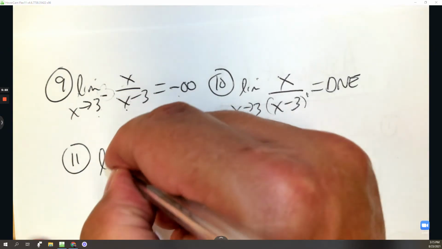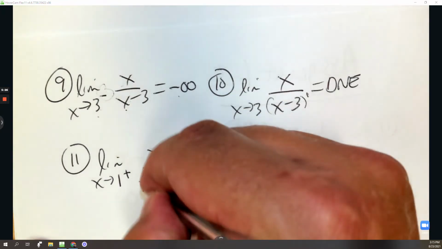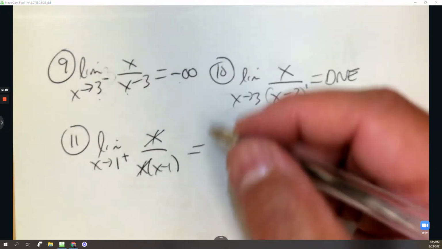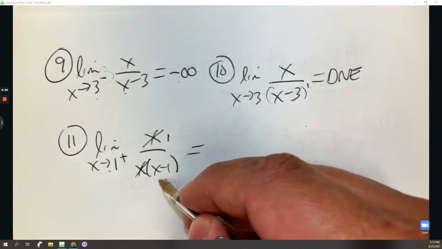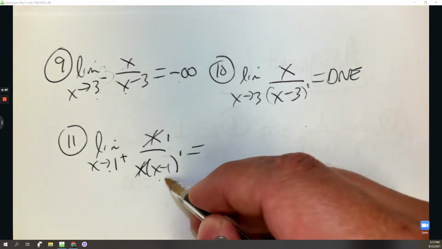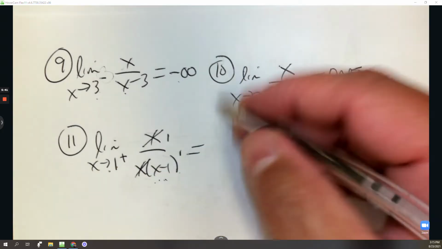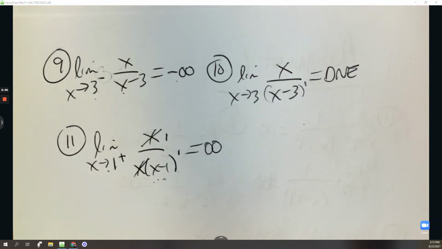Number 11, the limit as x approaches 1 from the right. I'm going to factor it right away. If I factor it, I can remove, and then what's left over, 1 is a vertical asymptote. It's odd. From the right, pick a number bigger than 1, and that's a positive answer, so it's going to positive infinity. Number 12.